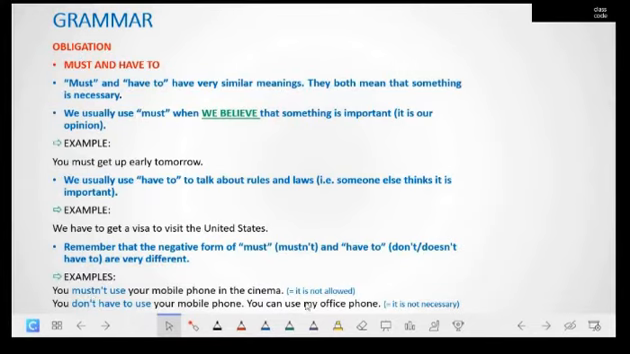You mustn't use, it means that it is not allowed. Whereas if you say you don't have to use your mobile phone, you don't have to come tomorrow, you don't have to come to school, because there is an option which is studying online, for example. So you don't have to. It means it is not necessary. Or for example, you don't have to buy breakfast because I already have one. So it is not necessary. Whereas you mustn't, it means it is not allowed.